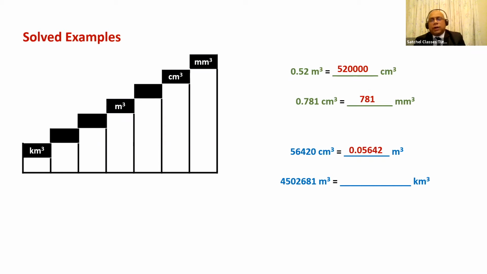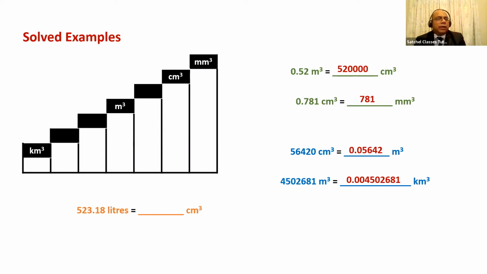4502681 meter cubed. How much is in kilometer cube? Meter cube to kilometer cube, you need to come down 3 steps. For each step, you divide by 10 cubed. So for 3 steps, you divide by 10 to the power of 9. And hence, your final answer is going to be 0.004502681.